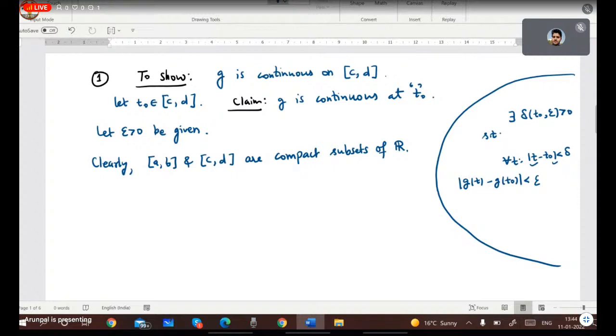Clearly this implies this is a compact subset of R2. The product of two compact sets is compact. Now, phi being given continuous on this, so it is uniformly continuous.